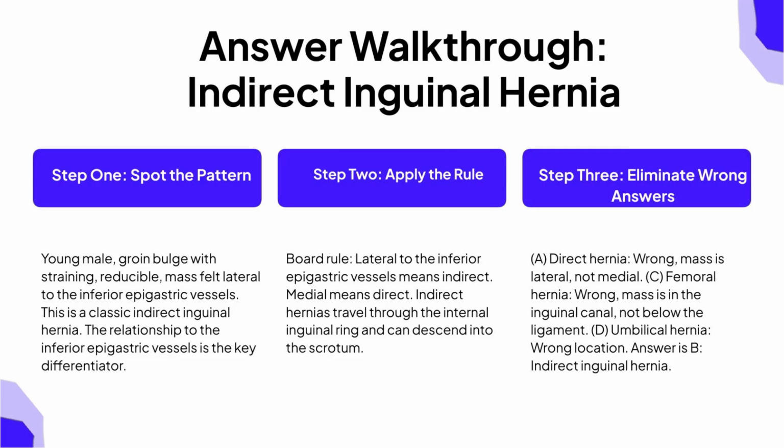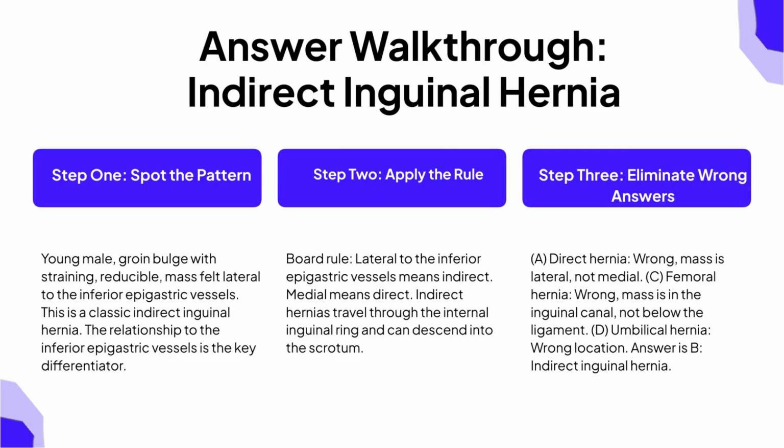Step 3. Eliminate wrong answers. Choice A, direct inguinal hernia, is wrong because the mass is lateral to the vessels, not medial. Choice C, femoral hernia, is wrong because the mass is in the inguinal canal, not below the inguinal ligament in the femoral canal.